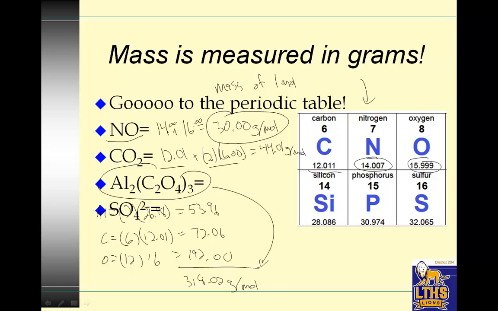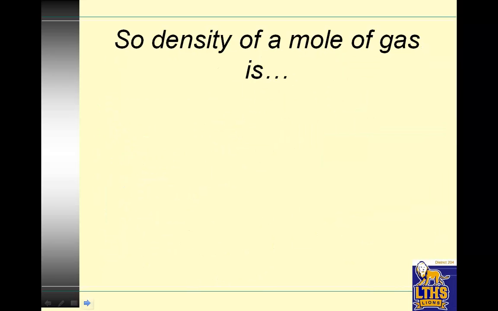And then that's an ion, but I just want to point out that these ions don't matter much. So if I have SO4 negative 2, it's simply S, which sulfur is 32.06, if I recall correctly, plus 16 times 4, which is 64, and that would be 96.06 grams per mole. So the negative charges don't change the mass because electrons weigh next to nothing.